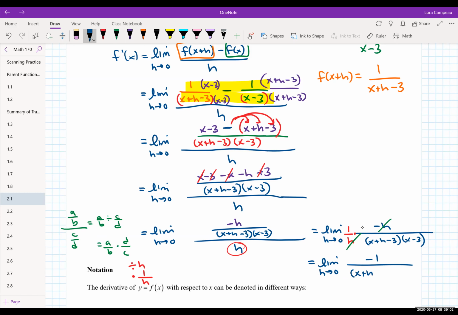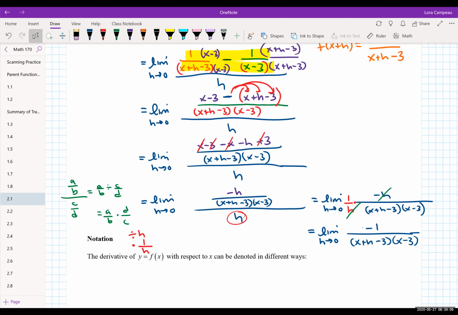I have x plus h minus 3 times x minus 3. You need a little bit more space here. But sometimes you're looking at it and you think, wait, I thought we're supposed to get rid of all the h's in the denominator. Well, be careful. We only have one h in the denominator, and if that goes to 0, sometimes that's how we write that, we don't have an issue.